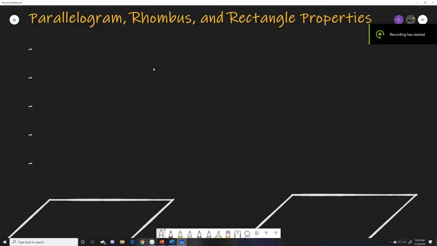Hey team, today we're going over a few properties: parallelograms, rhombus, and rectangle properties. So we're going to start with parallelograms. There are 5 characteristics that parallelograms have.